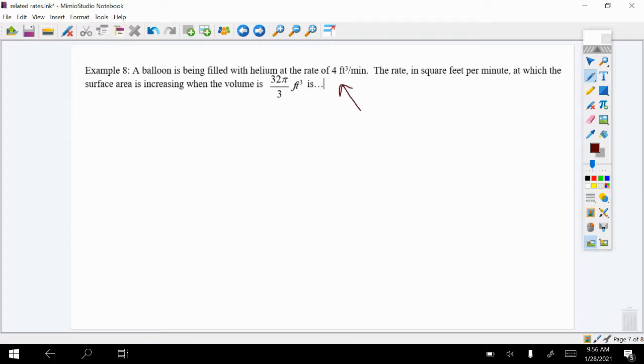So the first thing you should notice here is because it's telling you how the volume is changing, cubic is a big key there, seeing a cubic unit. That's your dV/dt. And it wants to know the rate at which the surface area is changing. So I'm going to call the surface area S. So what this question is asking for is dS/dt. And they specifically want to know at the moment where the volume is this value.